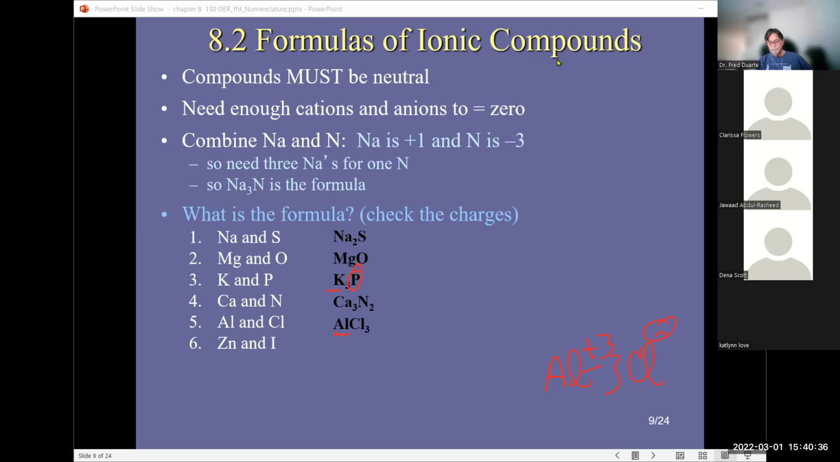Okay, the zinc is a +2, always a +2, and the iodide, like in the chlorides, is always a -1. In this scenario, I need 2 iodides for every zinc, so that 2 becomes a subscript. So the formula for zinc iodide is ZnI subscript 2. All right, let me clear some of this up.